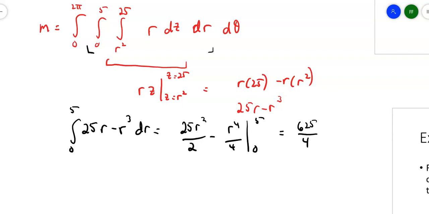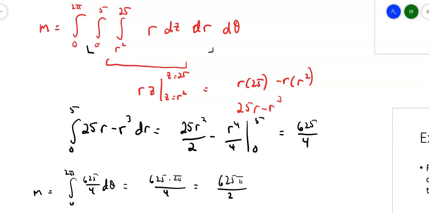Then my last step is to integrate that from 0 to 2 pi of 625 over 4 d theta, which will just give me 625 times 2 pi over 4. So 625 pi over 2. All right, that's the mass.